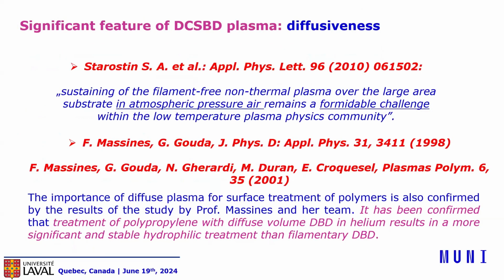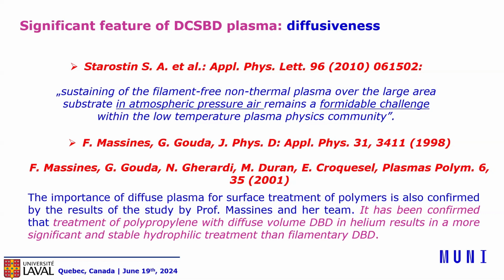And maybe one last very important feature of plasma. The most significant feature of coplanar plasma, we consider, is diffusiveness, as I already mentioned. Also, in the literature, we can find in the paper from Starostin from 2010 that sustaining of the filament-free non-thermal plasma over a large area substrate in atmospheric pressure remains a formidable challenge within the low-temperature plasma physics community. So you can really see that our system is able to generate such a homogeneous diffuse plasma on quite a large area, because the dimensions of the plasma are 20 centimeters by 8 centimeters.